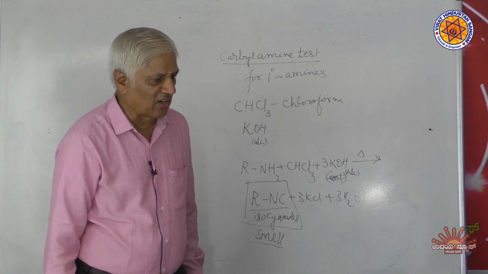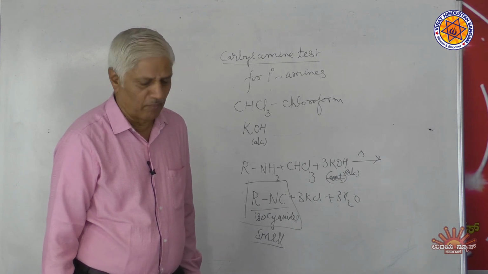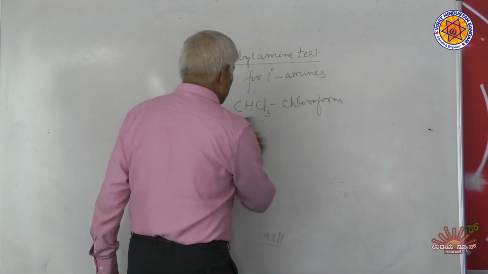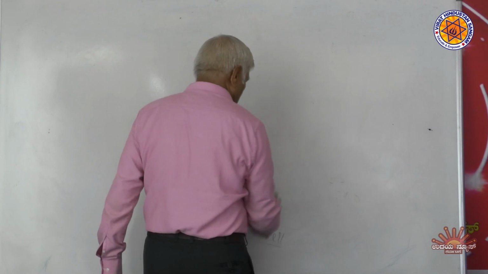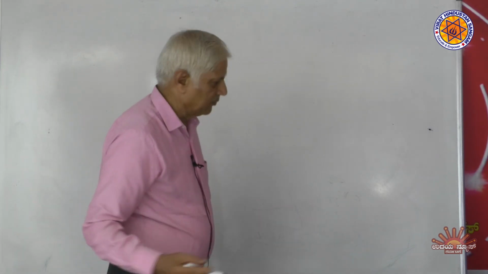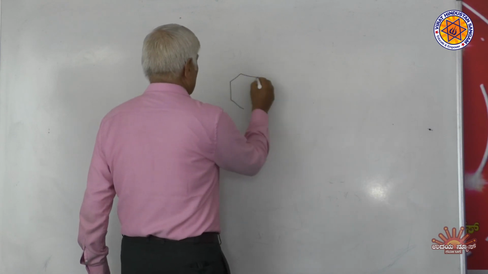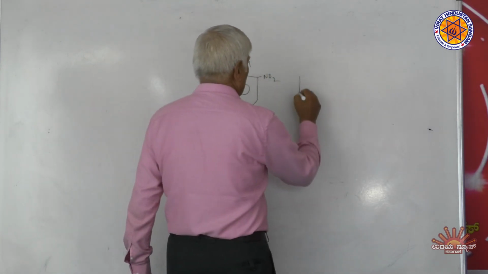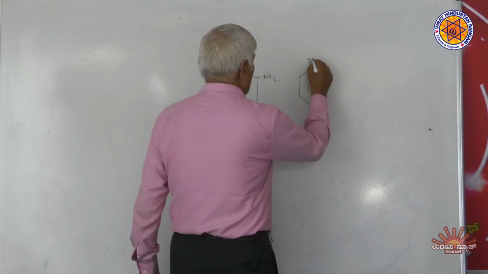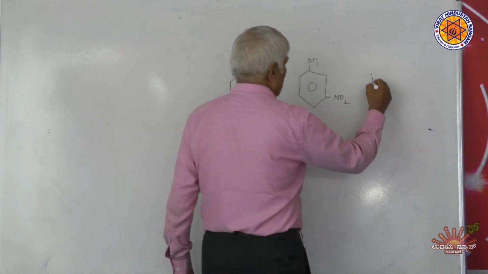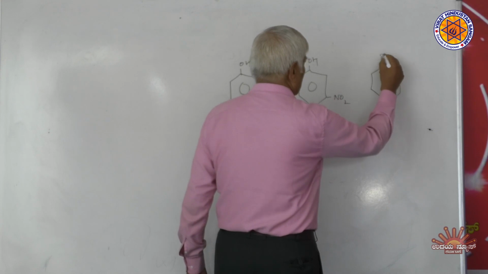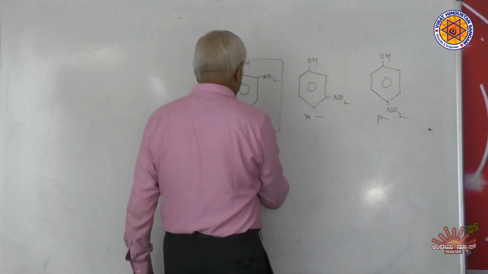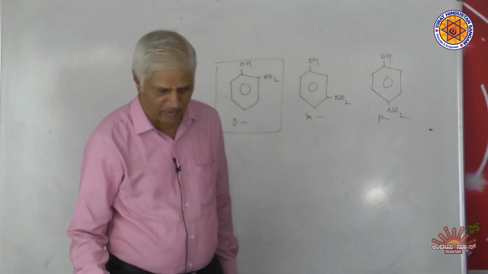Orthonitrophenol is less soluble in water than para and metanitrophenol. Think over this. Orthonitrophenol is less soluble in water compared to para and metanitrophenol. Here is orthonitrophenol, metanitrophenol, and paranitrophenol. They say the ortho is less soluble compared to meta and para. What is the reason?